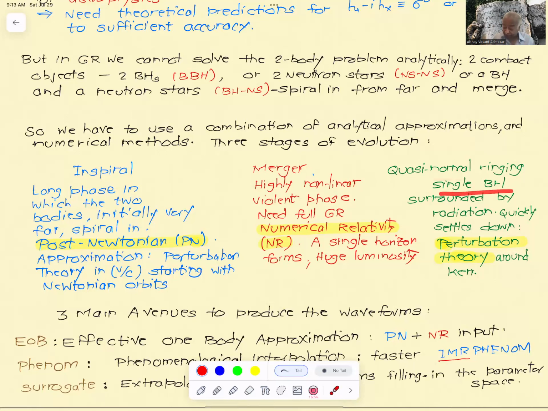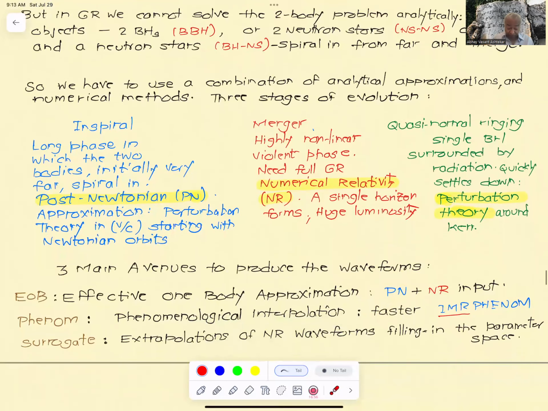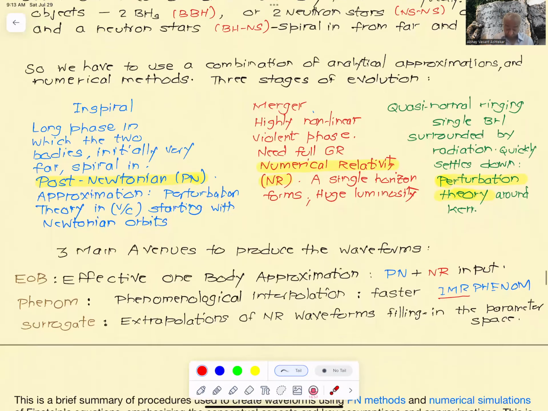So here we have a single black hole surrounded by radiation, and that quickly settles down, and we can use perturbation theory around Kerr, basically these so-called quasi-normal modes, to describe this phase. Now there are three phases, and we have to combine all these three things. So this is called the inspiral phase, this is the merger phase, and this is the ringdown phase. And so very often you will see IMR in these waveform models, and that corresponds to the model which incorporates all these phases: inspiral, merger, and ringdown. So there are three avenues, the main avenues, to produce these waveforms.